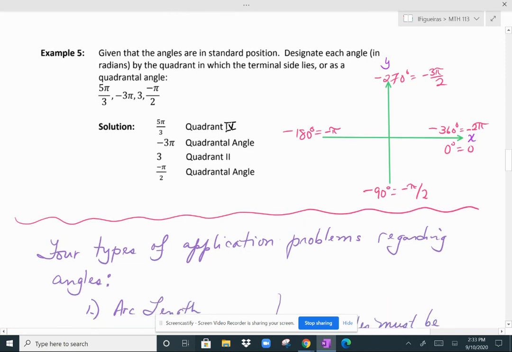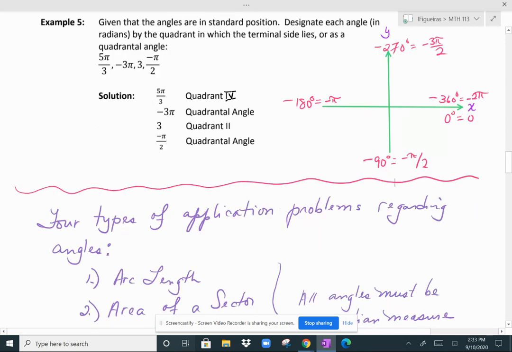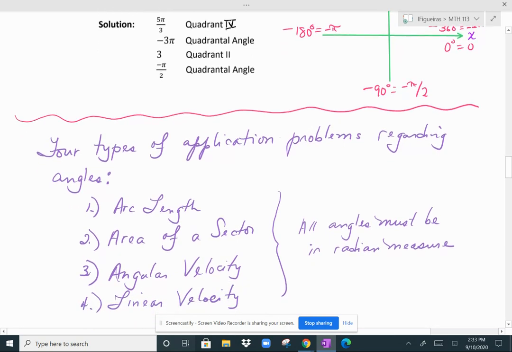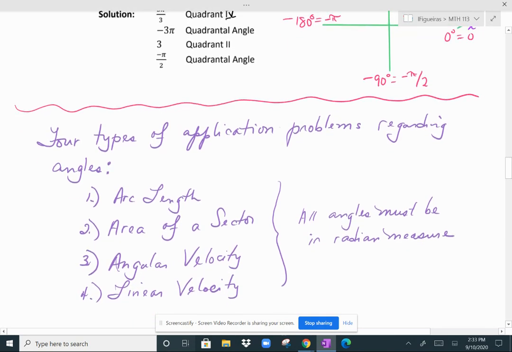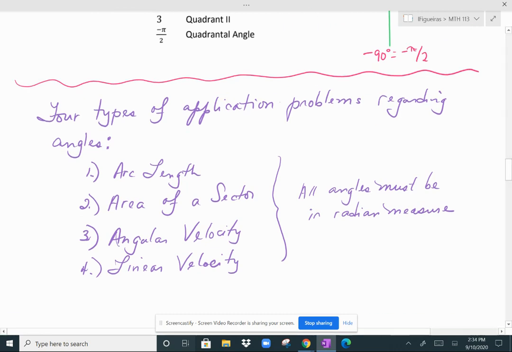Okay, so let's talk about application problems regarding angles. And all of these application problems that we're going to talk about will require that your angles be in radian measure. So there'll be application problems on arc length, area of a sector, angular velocity, and linear velocity. But this requirement is something we need to keep in mind. So if your angle is given in radian measure, you're fine. You don't need to do any kind of conversion. But if your angle is given in degrees or something called revolutions, which we'll talk about later, then we have to convert to radian measure first.